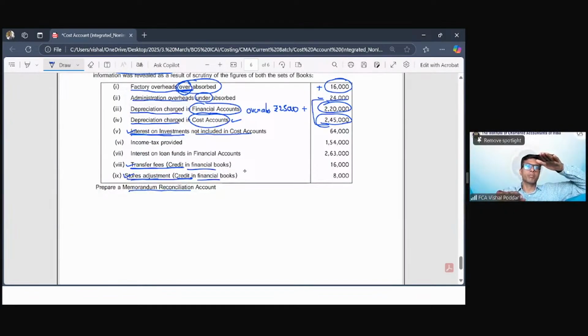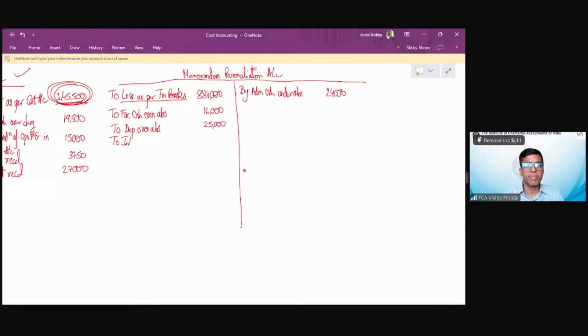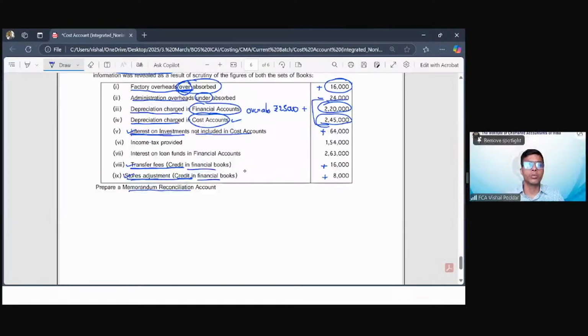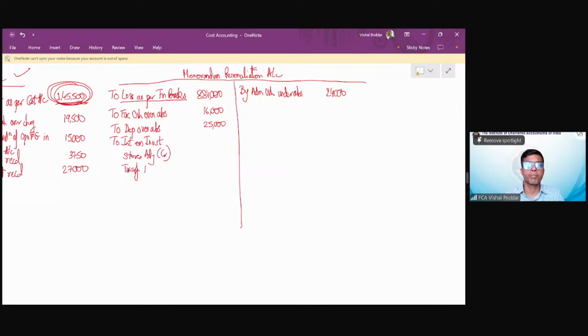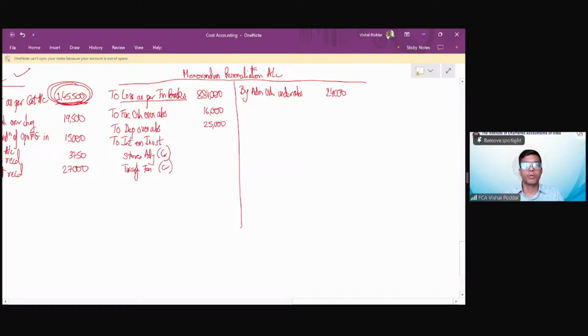Now, in this sum, what is my starting point? My starting point is financial books. So, I have to climb upwards. So, all these three I have to add. Add means I have to put it on the same side where I have written the opening balance. So it will be 2. Interest on investment, 2 stores adjustment credit, and 2 transfer fees credit. 64, 8, 16.